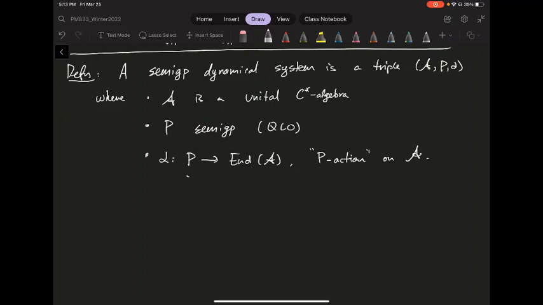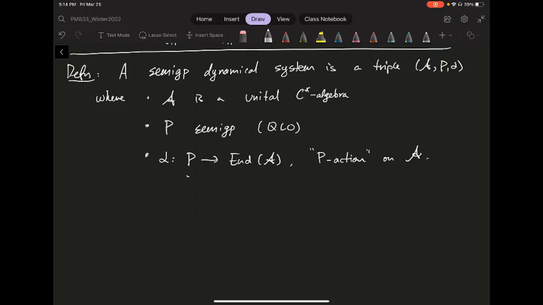You can do the same for a semigroup. So here, let me give you the definition. A semigroup dynamical system is very similar. You have a semigroup P acting on a unital C-star algebra A by an action, which we call the P action. The only difference is that for a group, because your group is invertible, your action has to be by automorphisms of your C-star algebra. But for a semigroup, you don't have automorphisms because you don't have inverses.